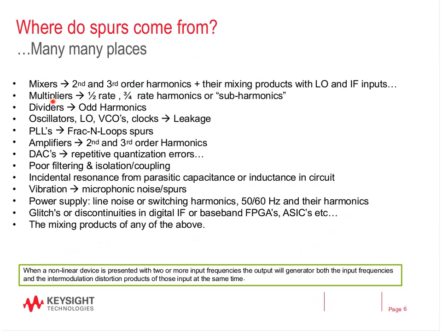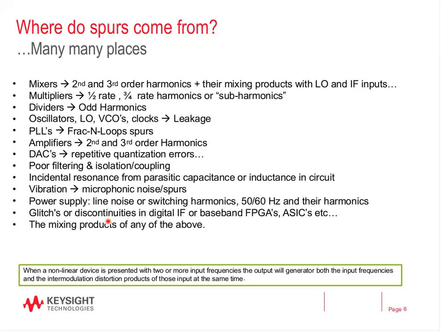But also if you have high frequency designs, maybe in military applications, you have multiplication stages. You have things like half rate and 3/4 rate harmonics, subharmonics of those multipliers. Dividers create odd harmonics. You might have leakage from oscillators, LOs, VCOs. Maybe you have a fractional-N loop. Those generate their own spurs, okay? Amplifiers, DACs, maybe you have a DAC. You have repetitive quantization errors that show up as a spur. Maybe there's poor filtering. There's all sorts of things.